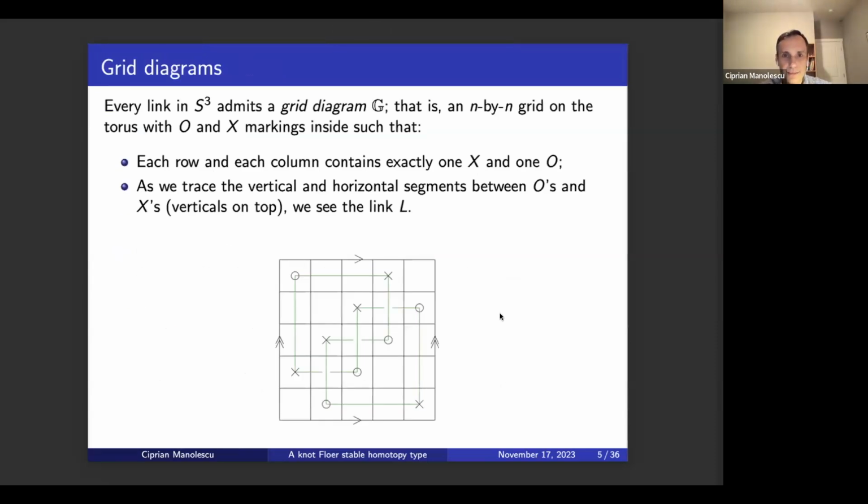Okay, so what are grid diagrams? They are things like this. This is a grid diagram for the trefoil. There are n by n grids on the plane with markings O and X, such that each row has one O and one X, and each column has one O and one X. Then when we trace the horizontal segments and the vertical segments between O and X, and we always put the vertical ones on top, we see a diagram for the link. It turns out any link has a diagram like this, and once you do this, you can forget about the link and just look at the diagram with the O's and the X's.